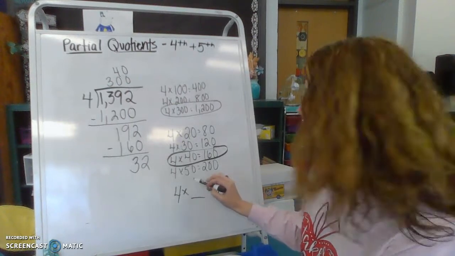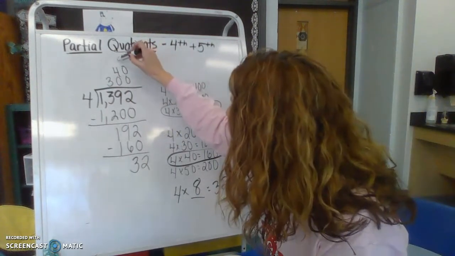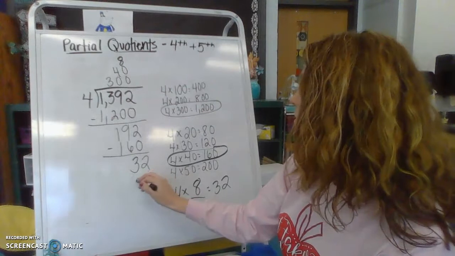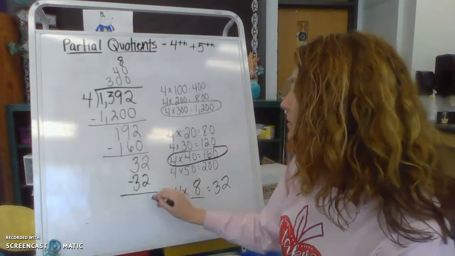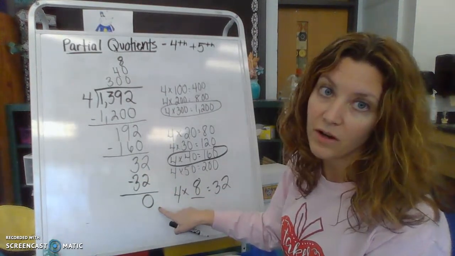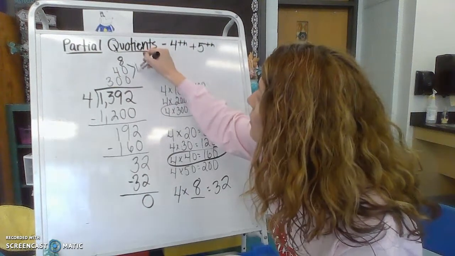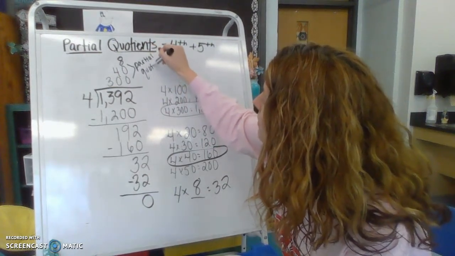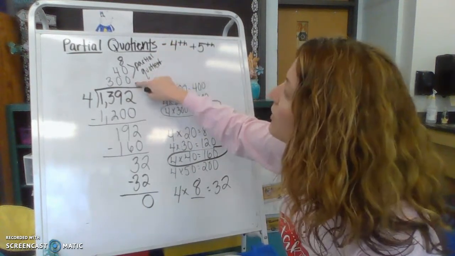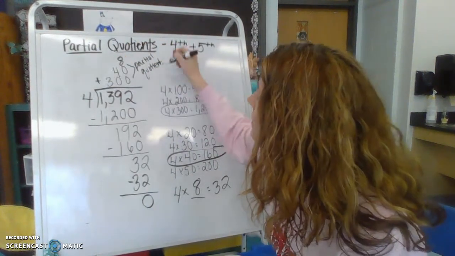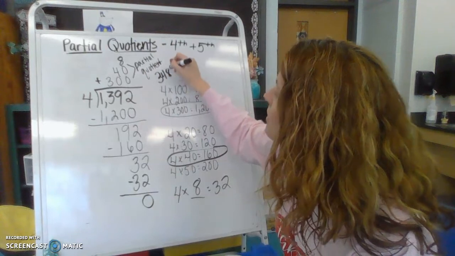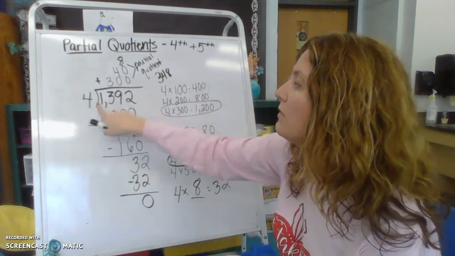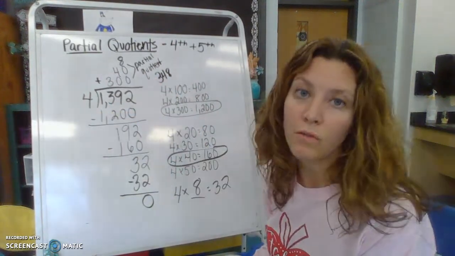The answer is 8. That becomes our other partial quotient, and we subtract to get a remainder of 0. So then these are our partial quotients, and to figure out our final quotient, we add them together. So 300 plus 40 plus 8 is 348. So 1,392 divided by 4 equals 348.